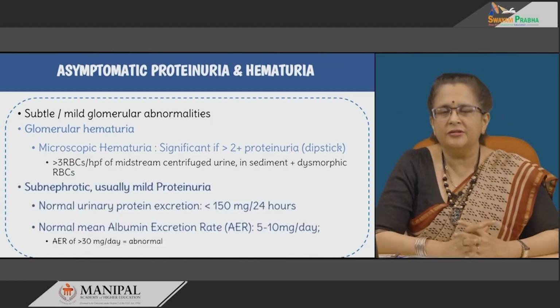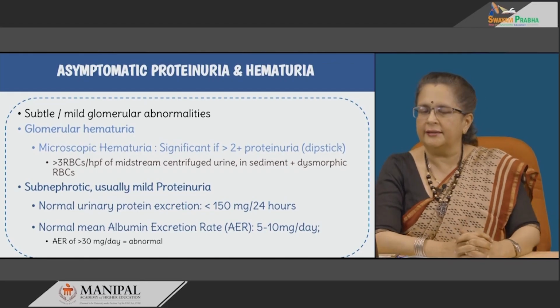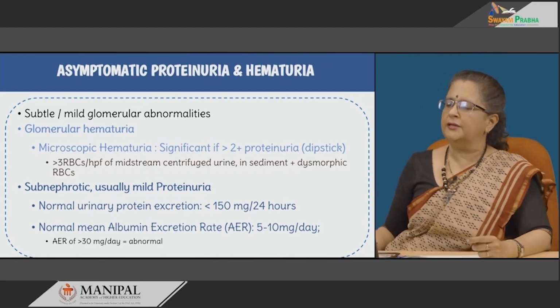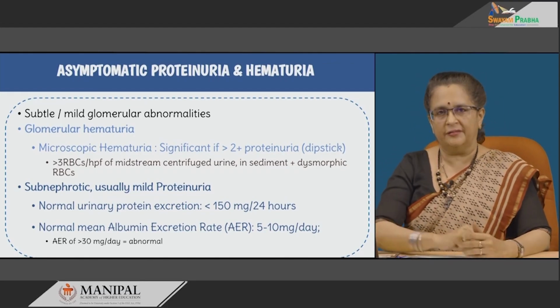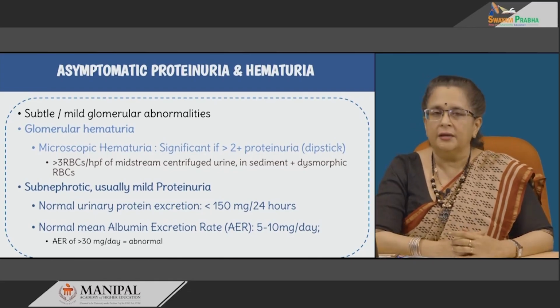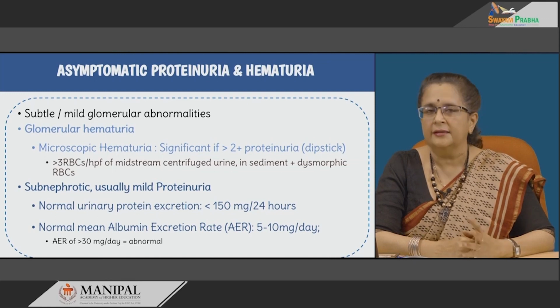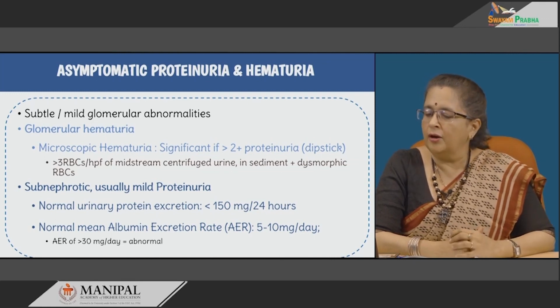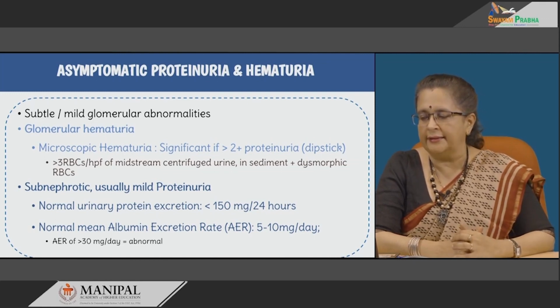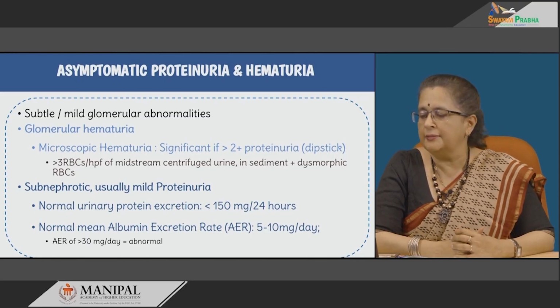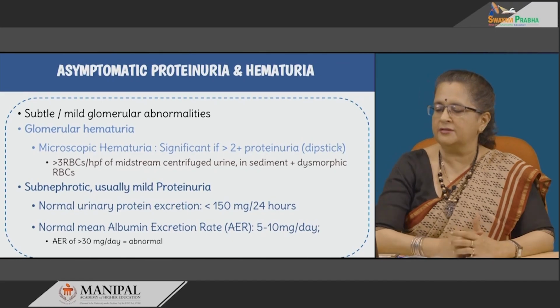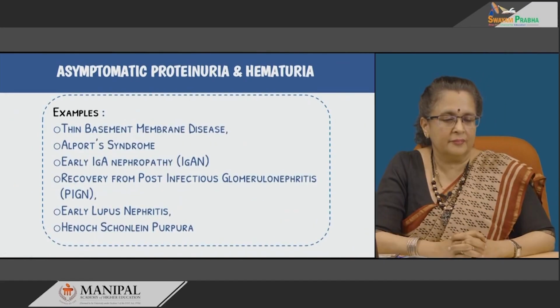Subnephrotic, usually mild proteinuria is difficult to detect, but remember that the normal urinary protein excretion is less than 150 milligrams in 24 hours. So, anything more than that, if by chance the urine is analyzed, then we may be able to detect it. The normal mean albumin excretion rate, or AER, is 5 to 10 milligrams per day. So, an AER of more than 30 milligrams per day is thought to be abnormal.